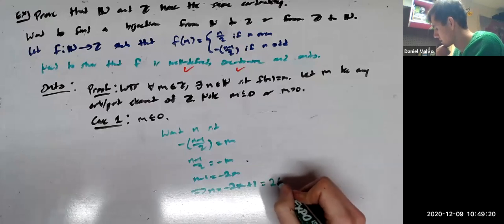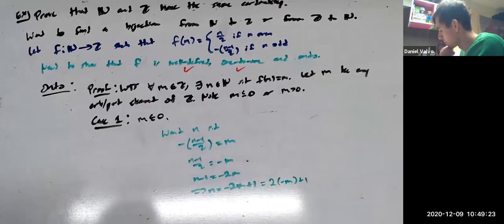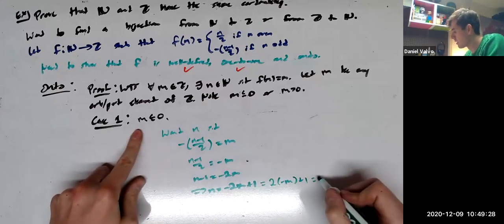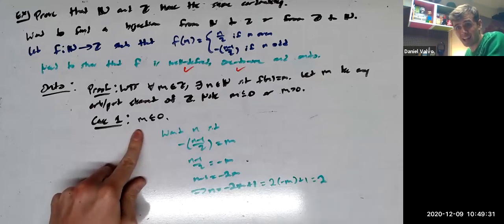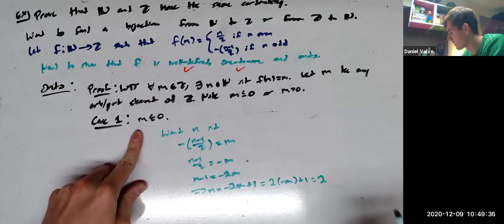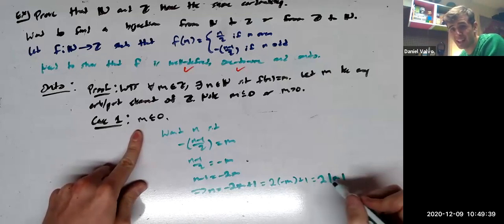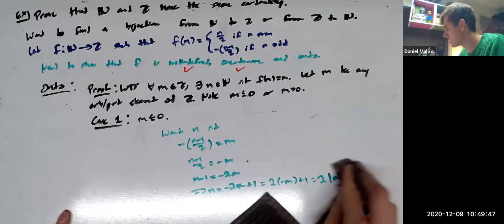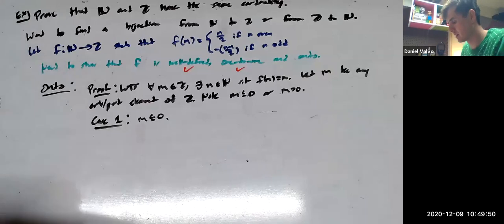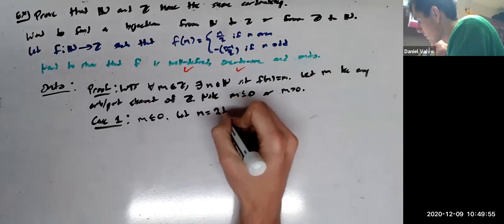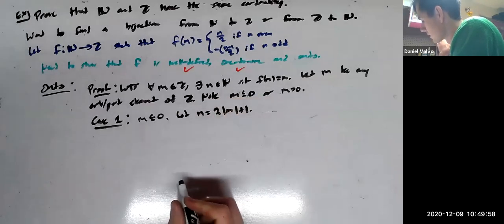Which I guess I'll write as this. This is 2 times negative m plus 1. And notice, since m is less than or equal to 0, negative m, so minus a negative, like if m was negative 5, for example, negative m will be negative negative 5, which is positive 5. This is going to be some positive number. It's going to be like the absolute value version of m plus 1. I'm just going to write it like that because I think it makes more sense to me. So that's where we want n to be, 2 times the absolute value of m plus 1. Let n be 2 times the absolute value of m plus 1.